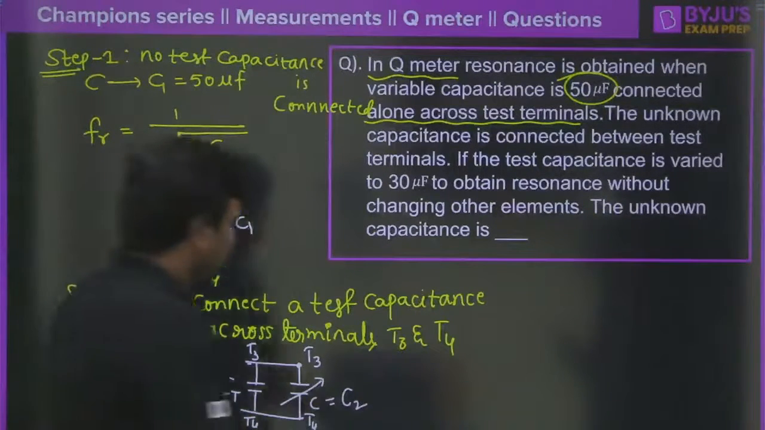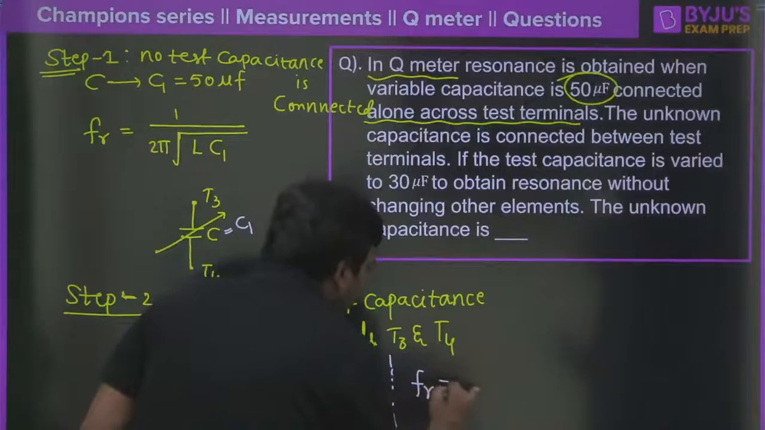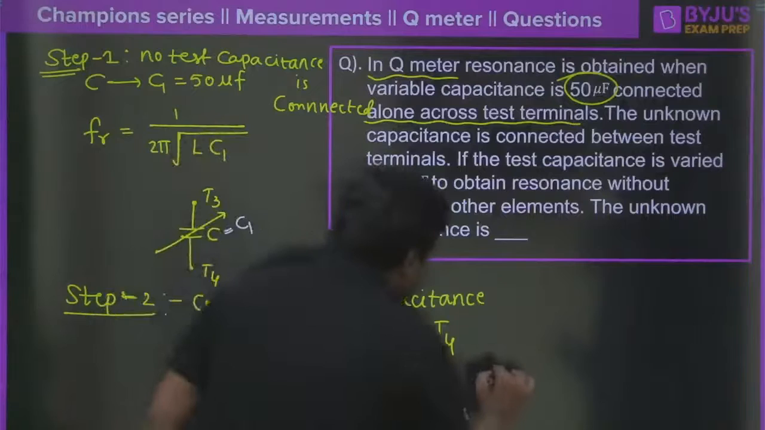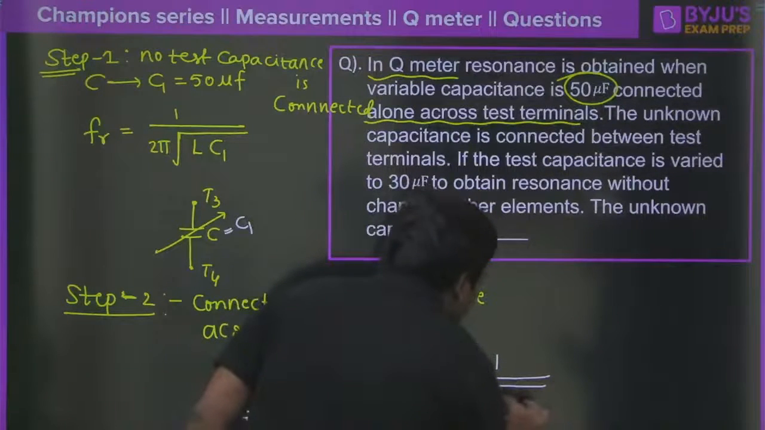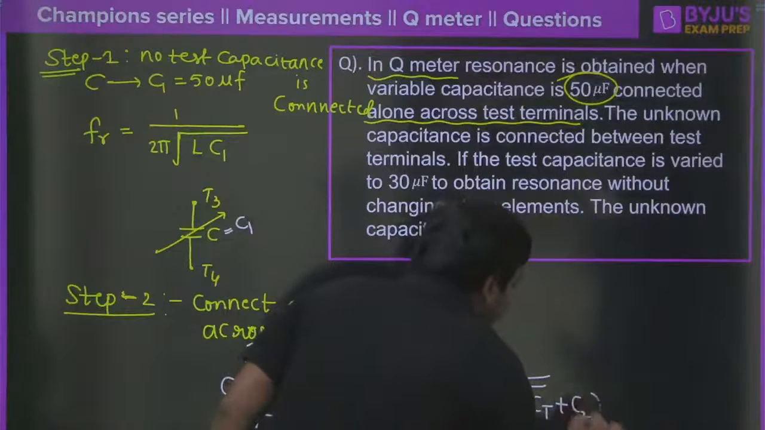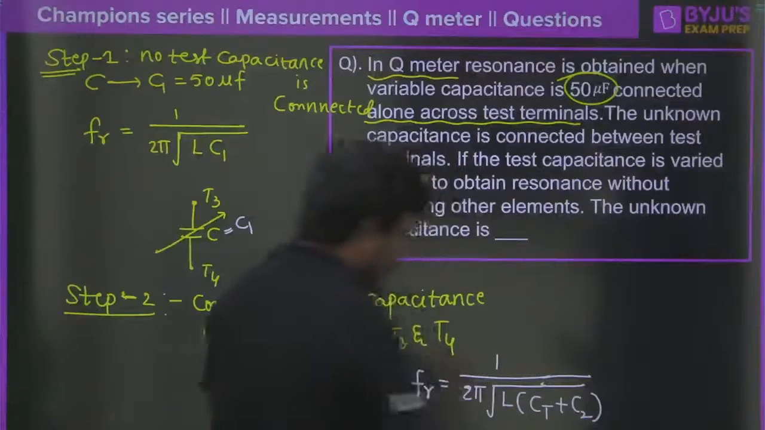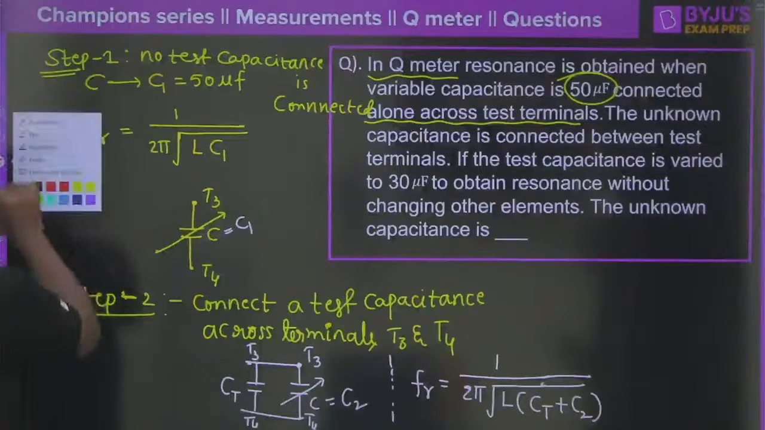Clear? So that means the resonant frequency in the second case would be written as Fr is equal to 1 divided by 2 pi under root of L into (CT plus C2), where CT is the unknown capacitance for us. CT is the unknown capacitance. Also, can you tell me what is the value of C2 now?